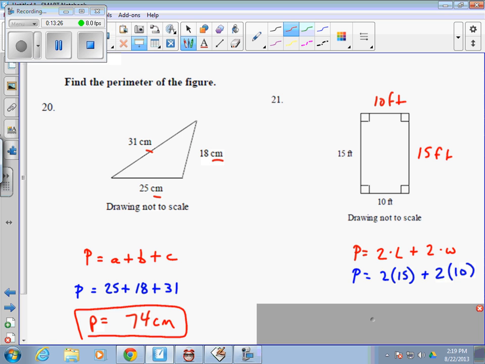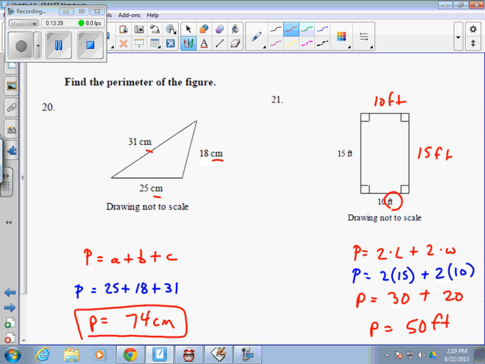2 times 15 is the number 30. Plus 2 times 10 is the number 20. So your perimeter equals 30 plus 20. Your perimeter equals 50. Again, it's in feet, it tells us, for each of them. 50 feet.